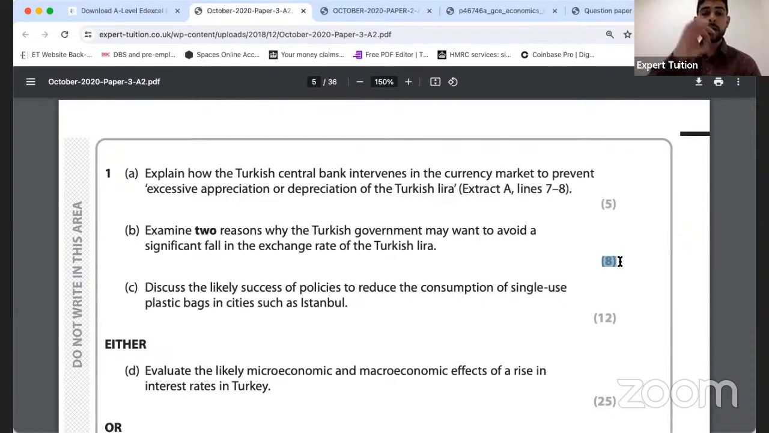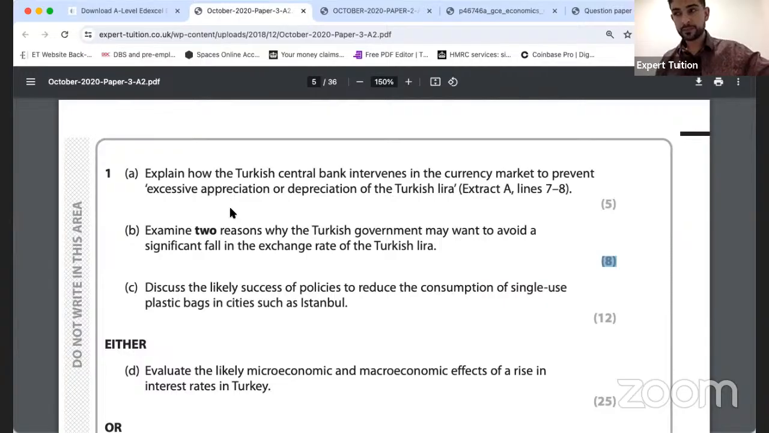Can I show you how easily we are going to answer this 8 marker like that? I want it to be answered in less than 8 minutes. This is the example I want to go through of an 8 marker to show you how easily we can get the marks, yeah? Right, together. It says examine 2 reasons why the Turkish government may want to avoid a significant fall in the exchange rate of the Turkish lira. Okay.